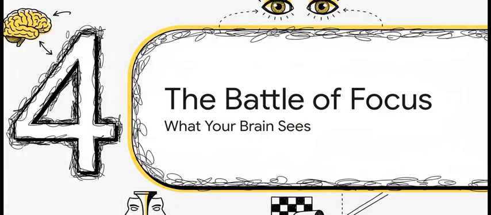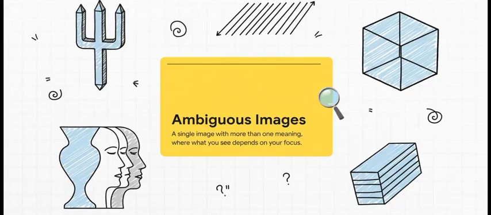All right, for our final category, let's look at illusions that are born from a very simple limitation of the human brain. You just can't pay attention to everything at once. This constant battle for focus is what creates some of the most compelling illusions of all. You've definitely seen an image like this before. Look closely. What do you see?